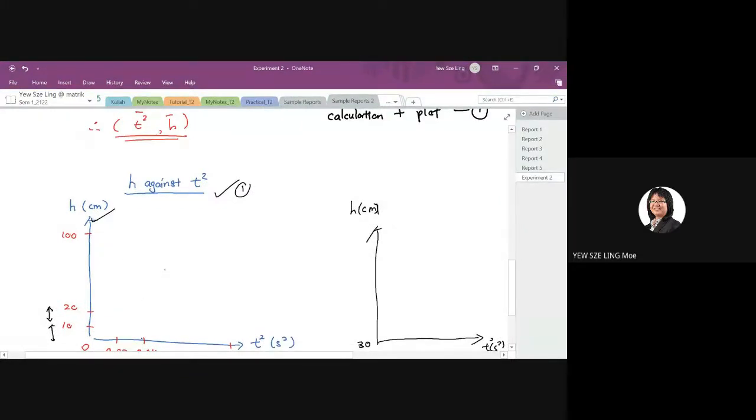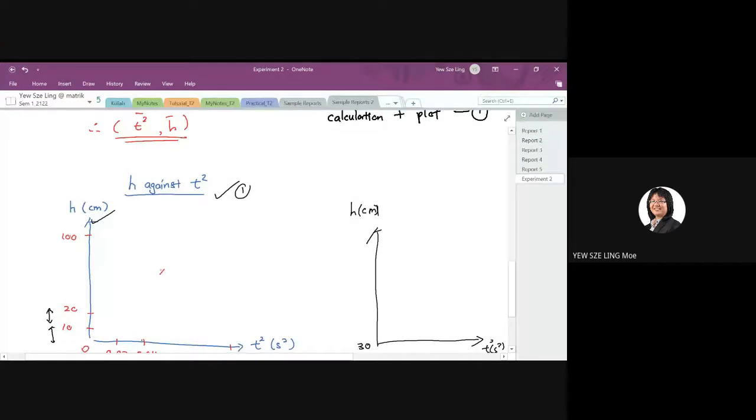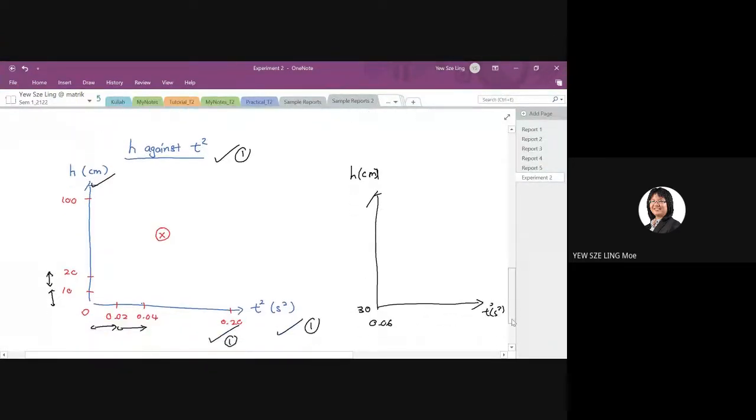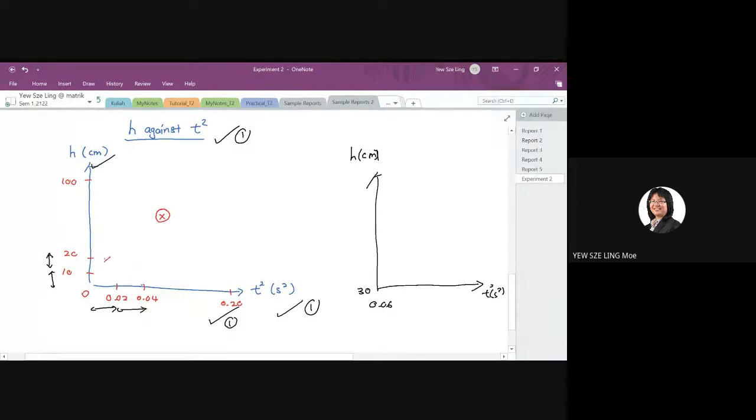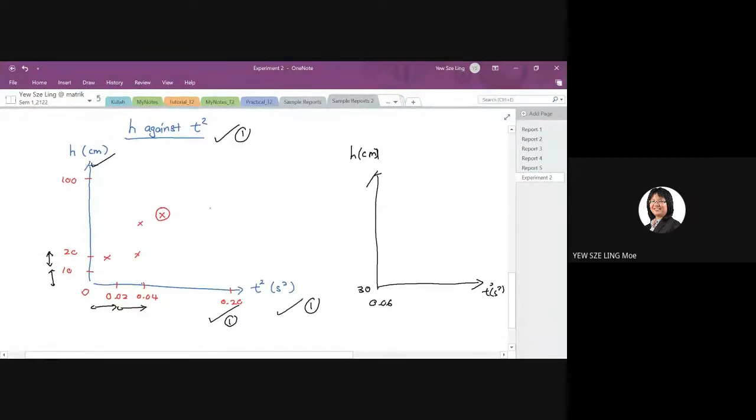Now, how should we plot the centroid? A cross with a circle. This circle tells us this point is the centroid. Whereas for all the other 6 data points, you just plot the cross.